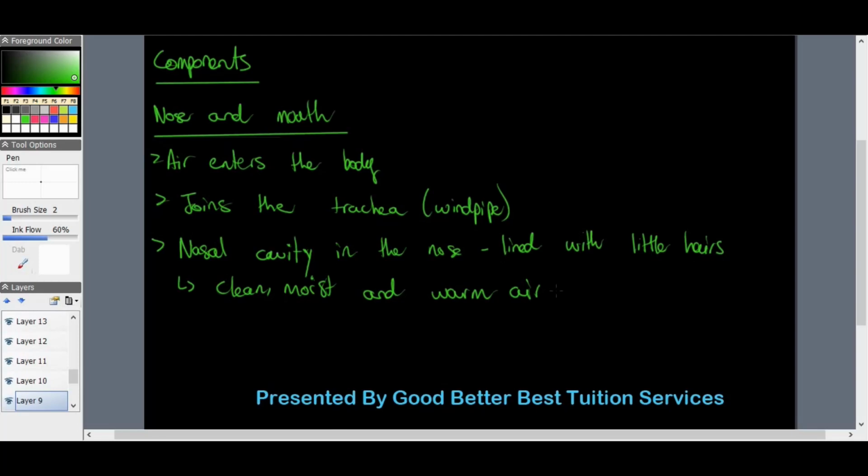At the same time, the nose can smell substances in the air, of course. We smell with our nose, we don't smell with our mouth, unfortunately. So that's the nose and mouth.